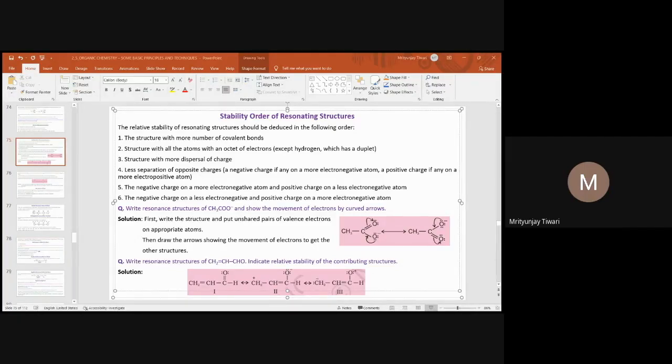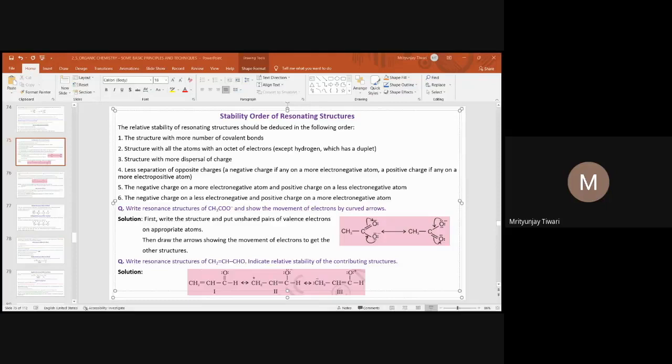Now let's look at these two structures. Which one will be more contributing? The number of covalent bonds will not tell, because the number of covalent bonds in the second structure and the third structure are the same. It is 8 covalent bonds here, 8 covalent bonds here. We have just counted. Then we look at the other points.